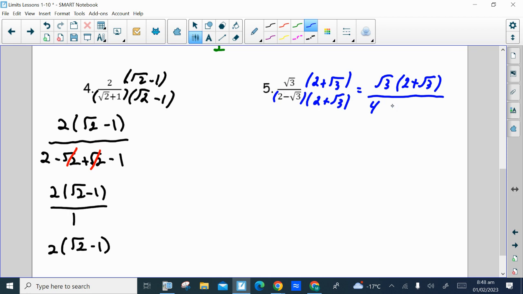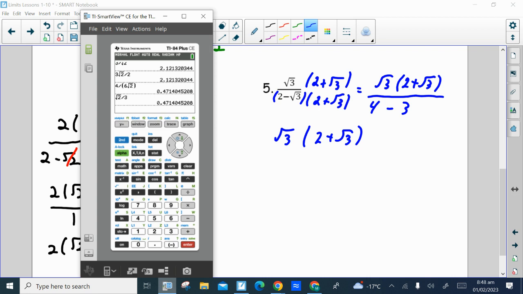A negative times a positive is a negative. Root 3 times root 3 is 3. 4 minus 3 is 1, so you're just left with root 3 bracket 2 plus root 3. And again, you can always check them on your calculator. I would keep the denominator in brackets, 2 minus root 3.